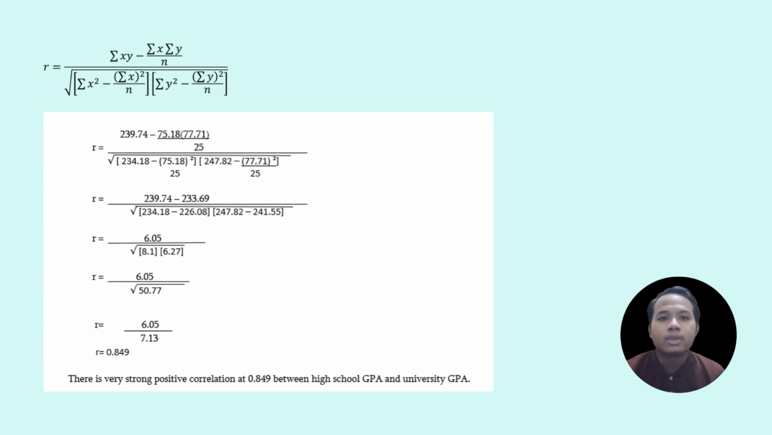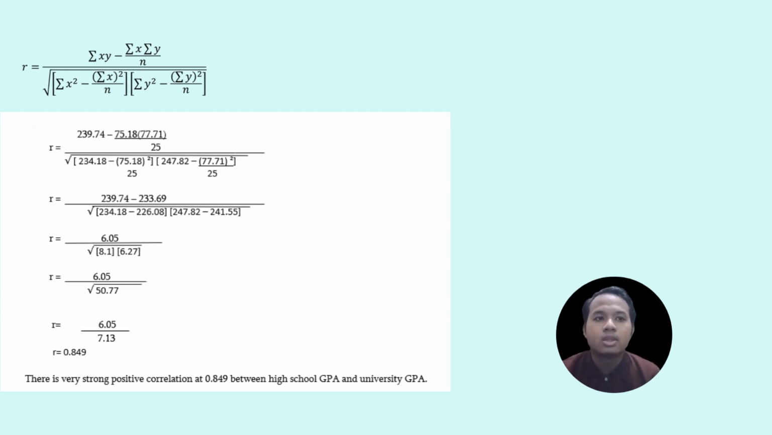Okay, after we calculate, the answer is 0.849. So there is a very strong positive correlation of 0.849 between high school GPA and university GPA.